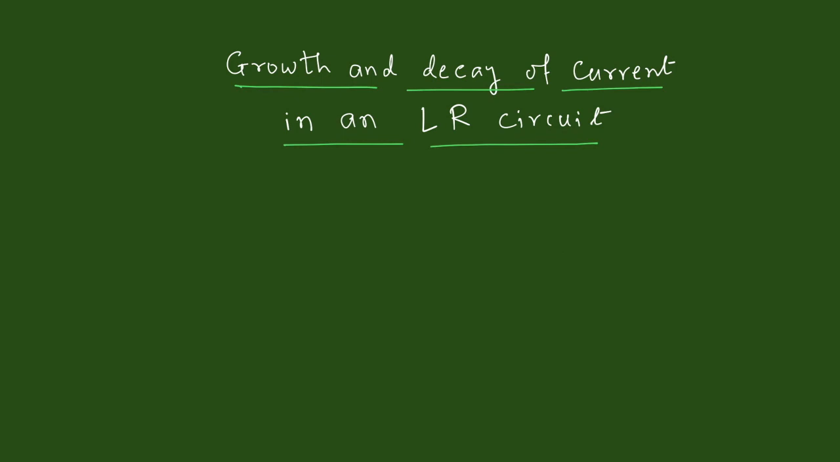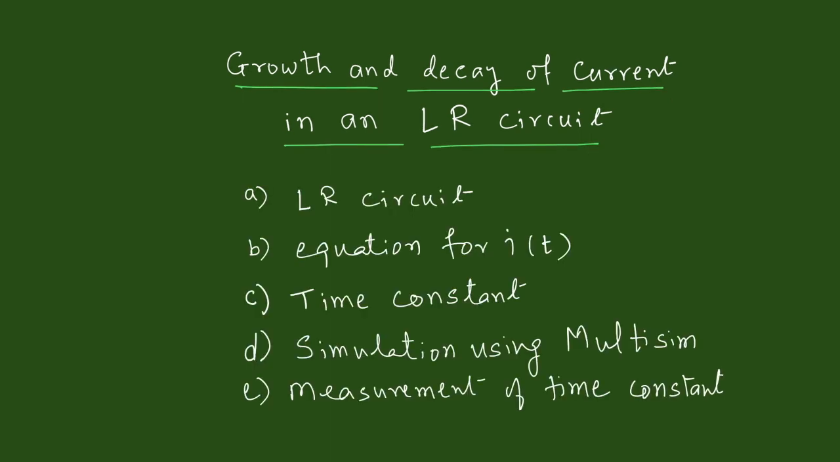Hello, in this video we are going to learn growth and decay of current in an LR circuit. We will first see a simple LR circuit with which we can learn the growth and decay of current. Then we will write equation for current in the circuit as a function of time when a voltage source is connected in the circuit as well as when voltage source is removed from the circuit.